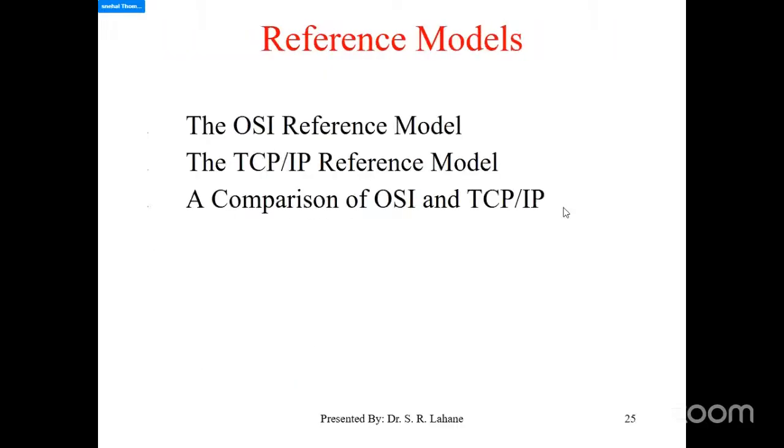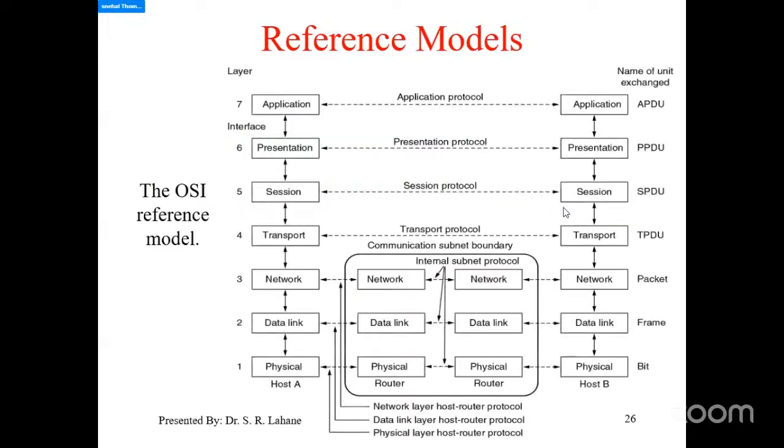Next, the reference models: the OSI reference model, the TCP/IP reference model, and a comparison between them. This is the 7-layer protocol architecture. TCP/IP is the 5-layer, the OSI model is the 7-layer. In the bottom-to-top approach, the sequence of layers is physical layer, data link layer, network layer, transport layer, session layer, presentation layer, and application layer.